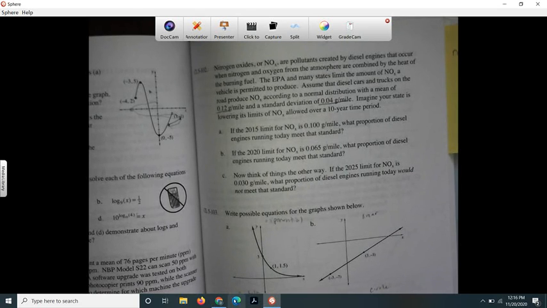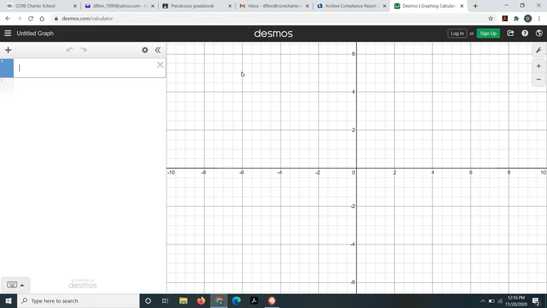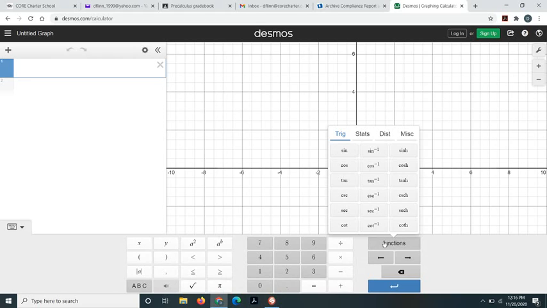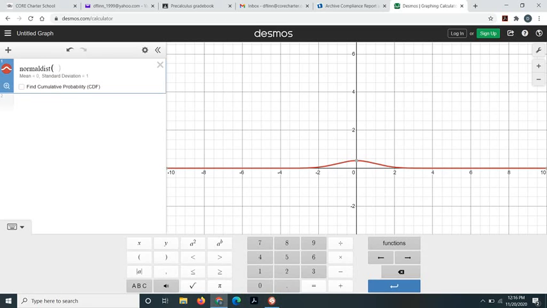distribution right here. So I need to go to my Desmos, and then we go here and we go under functions, distributions, normal distribution, mean, standard deviation. So I wrote down that the mean was 0.12. Standard deviation was 0.04. And then I'm going to hit the zoom fit.